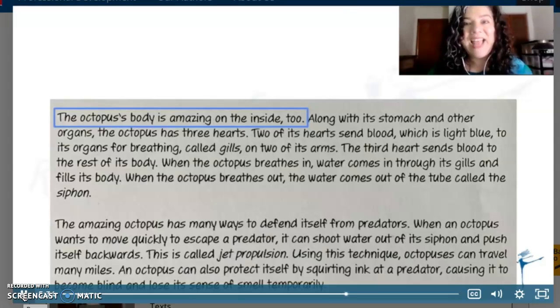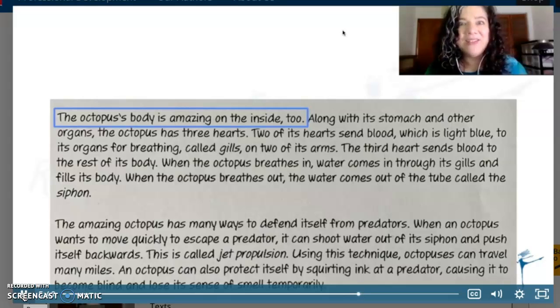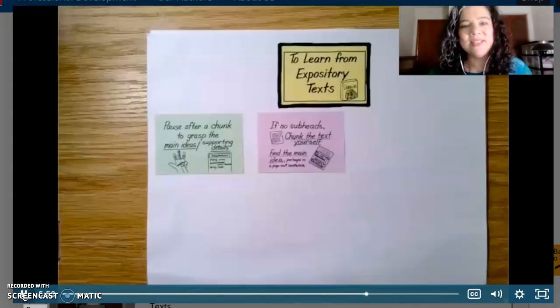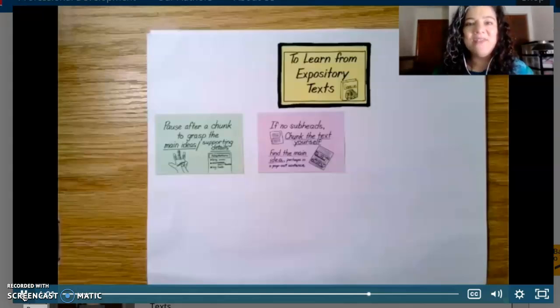So readers, today and every day, as you're reading your nonfiction and you're trying to find those main ideas and supporting details, pay attention to how it's organized. Be on the lookout to see if you're lucky enough to have a pop-out sentence. Are you noticing that if you read a nonfiction text without headings, you can chunk the text yourself to find your main ideas? One way you do this is to look for a pop-out sentence.